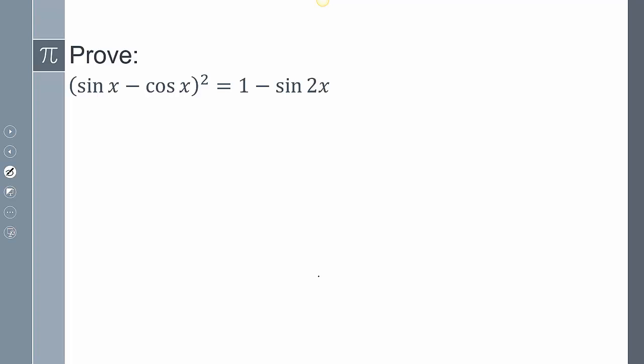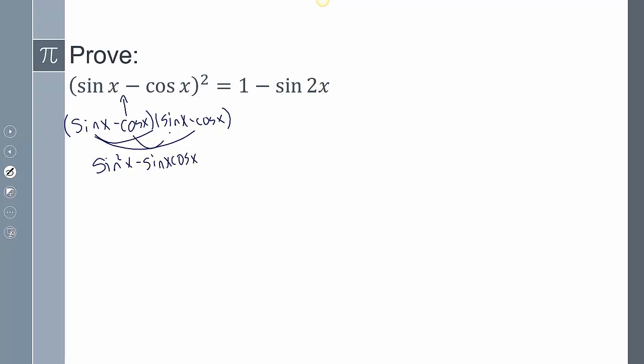Now our first one here says sine of x minus cosine x, squared, equals 1 minus sine of 2x. I think this one right here might be the side we want to work with. It looks a little bit more complicated. So I'm actually going to FOIL this. So I get sine of x minus cosine x times sine of x minus cosine x. So multiplying this all through, sine of x times sine of x is sine squared x, and then minus sine x cosine x, and then minus sine x cosine x, and then plus cosine squared x.